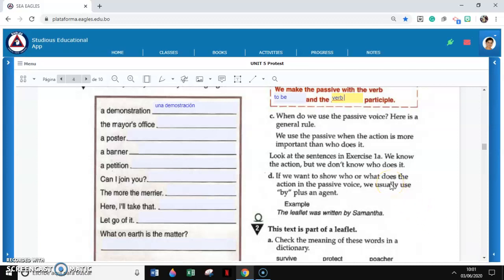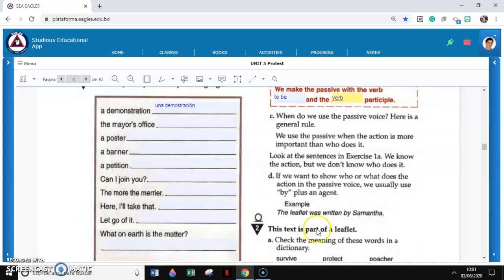We don't know who, yeah? Who has planned the demonstration? Because we don't want to show that. What we want to show is the action, are or is planned. Letters are written to the mayor's offices. We don't know who is writing the letters, right? What we wanted to show is the action, are written.